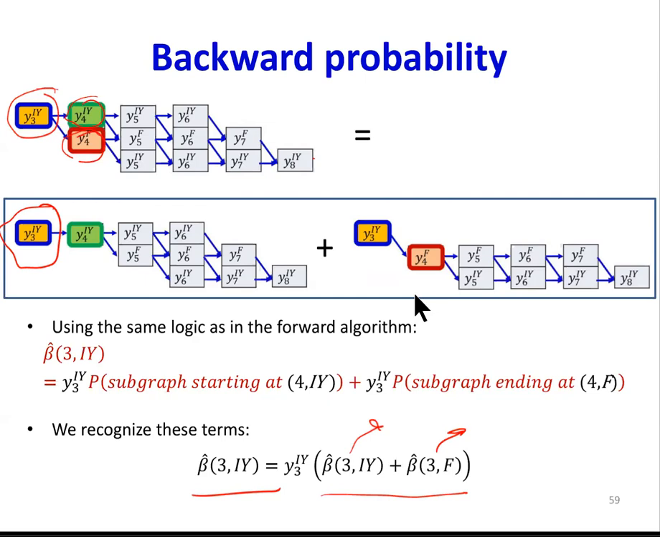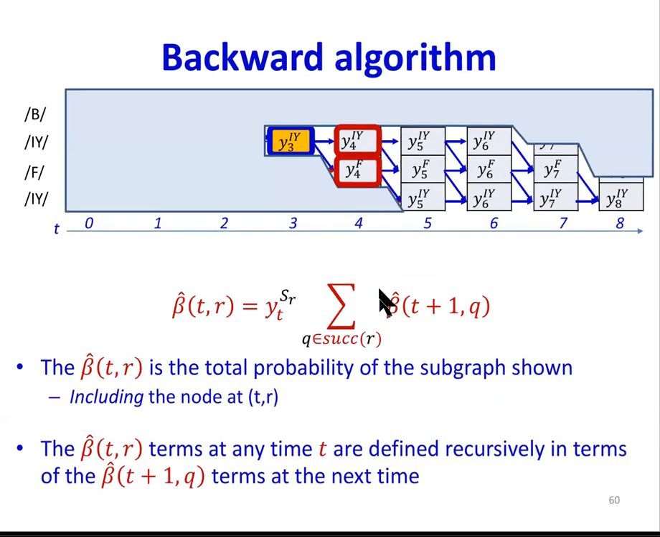Very easy, right? And so now I know how to do the same thing. So in general, beta hat TR is going to be the probability of the TRth node times the sum over all successors of that node of the beta hats for those nodes, right?